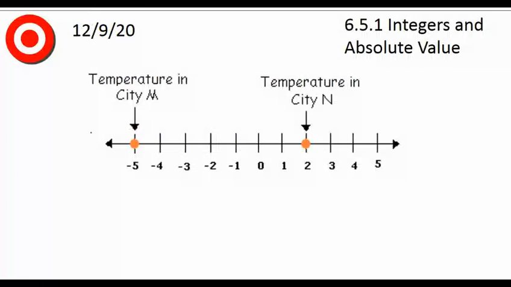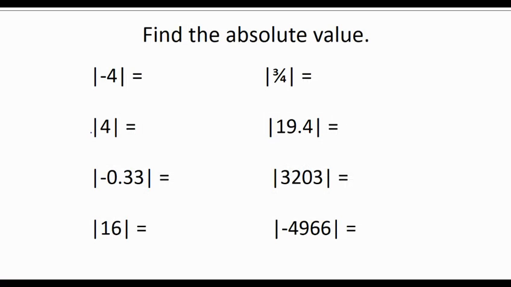So first, I just wanted to give you a visual that negative numbers do exist. They are things we deal with. Here's a number line that has negatives and positives on it, and you can see two different cities' temperatures are on the number line. The temperature in city N is 2 degrees. You can see there's a dot at 2. But the temperature in city M is negative 5 degrees, and there's a dot on negative 5. So that's just a visual example of negative numbers existing. Temperature is one example. So we'll start with absolute value, though.